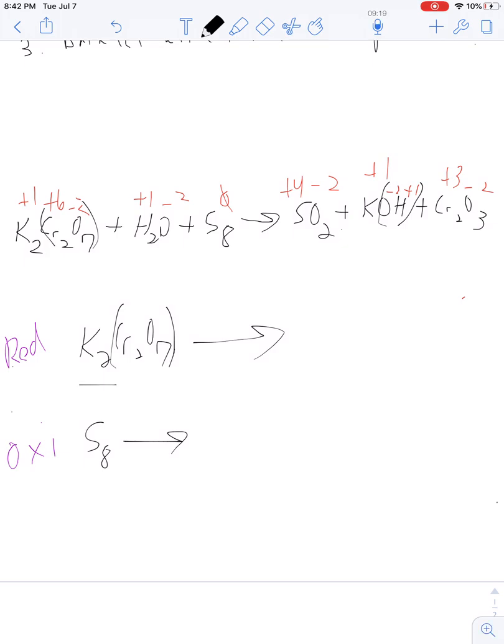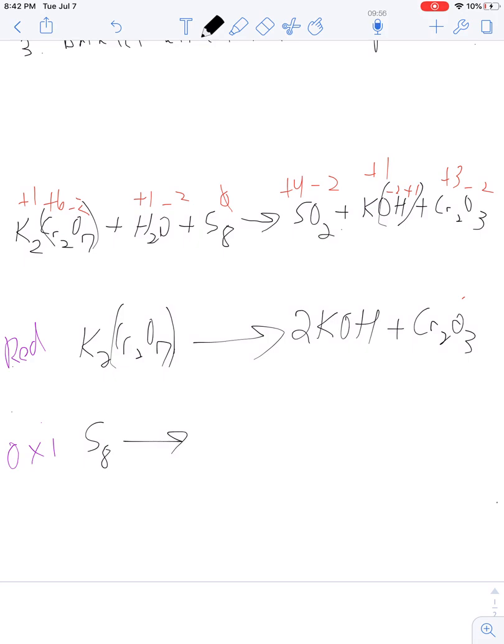So I've got 2 potassiums, so I'm going to need 2 potassiums on this side. So I balance it by putting 2 potassium hydroxides. Okay? So that's the only place I can get potassium is from potassium hydroxide. I got 2 chromiums, so that means I'm going to need 2 chromiums on the other side, and I get my 2 chromiums from the chromium trioxide, sorry. Okay? So everything except the oxygens and hydrogens are balanced. Okay?